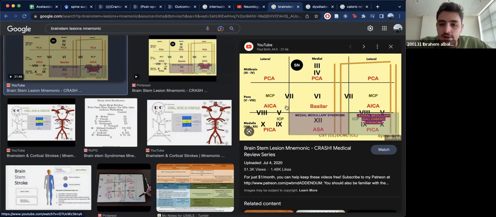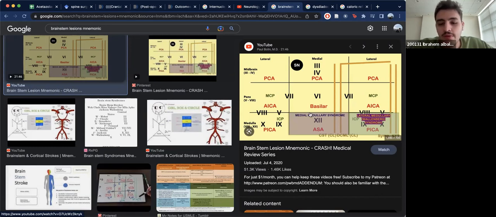So this is the lateral side. This is the medial side. And then you have your midbrain, pons, and medulla. As you can see, cranial nerve number 8 is technically located between the pons and the medulla. So any damage to either of which can cause cranial nerve 8 damage. And if you have lateral medullary damage, that's called Wallenberg syndrome.